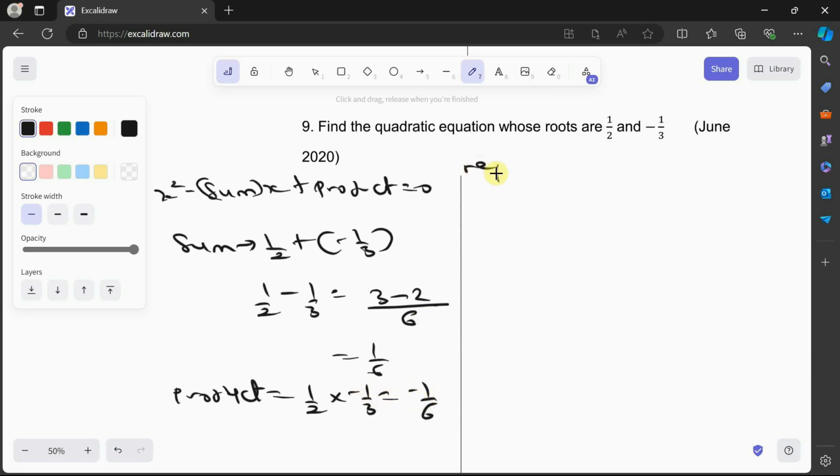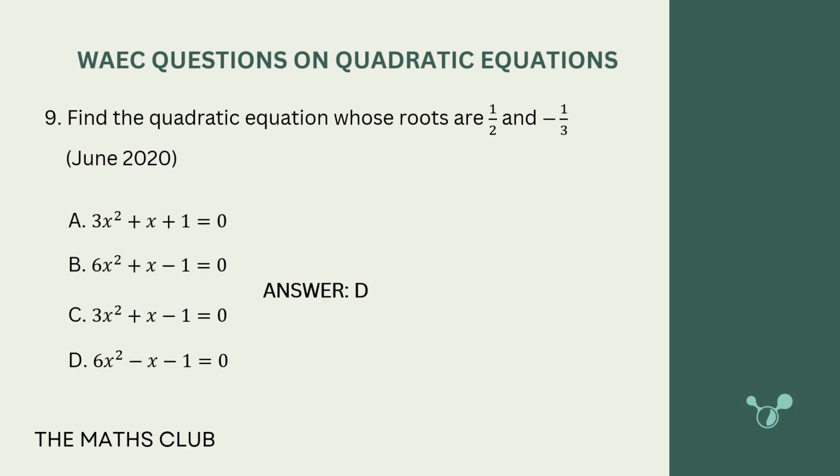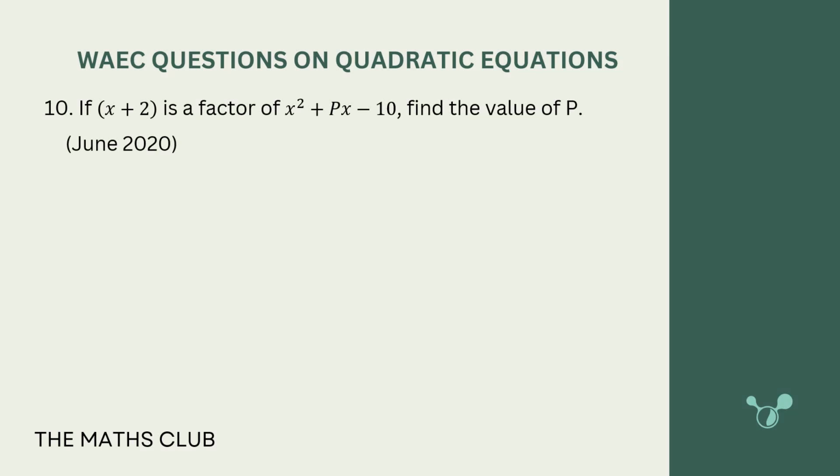So we'll now replace. We have x squared minus 1 over 6 plus minus 1 over 6 is equal to 0. Oh, okay, there's meant to be an x here, sorry. 1 over 6 times x is x over 6, then minus 1 over 6 is equal to 0. Like I said, I don't always like to put my answers like this, so I'll multiply the whole thing by 6, the common multiple here. 6 times x squared will give me 6x squared, this will give me minus x minus 1 is equal to 0. So this is our equation. That is option D.